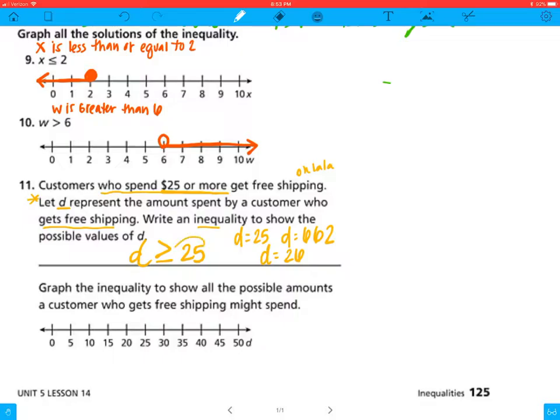So we're going to graph that same inequality, but on this number line. So I'm going to have a circle. Because it has an equal to, I'm going to fill it in, and my arrow will be going to the right to showcase all of the values possible.